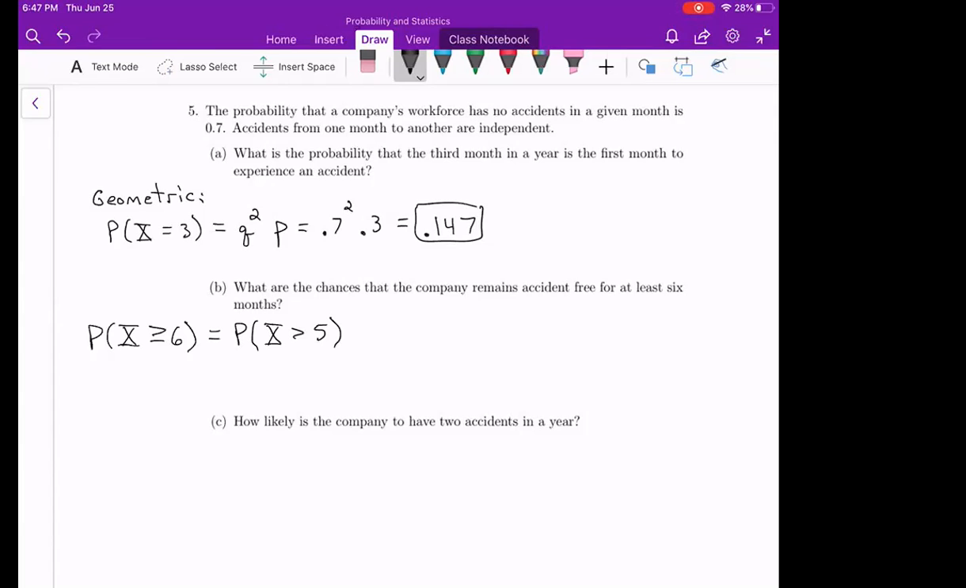Or let me take a step back and ask a different question. Is this part B going to use negative binomial or geometric? Negative binomial. Why do you think? Or I'm sorry, geometric. Why, Miko? Because if you remain accident-free for at least 6 months, then your 7th month is the first time that you have an accident. Well, at least implies 6 or more.